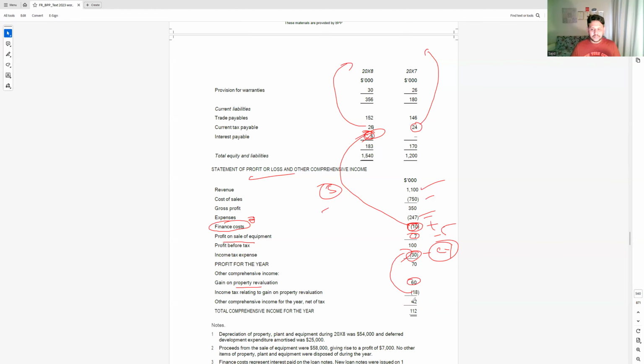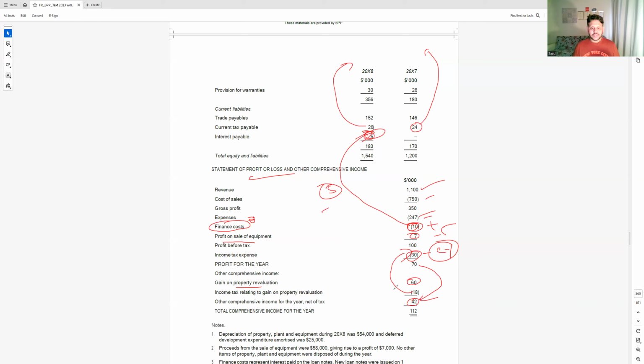Finally, we have other comprehensive income. This is 42, and the total comprehensive income 112. That is 70 plus 42, 112. So this is the profit and loss and the financial statement. They give it to us. We did some analysis, and that will help us to prepare the cash flow statement.